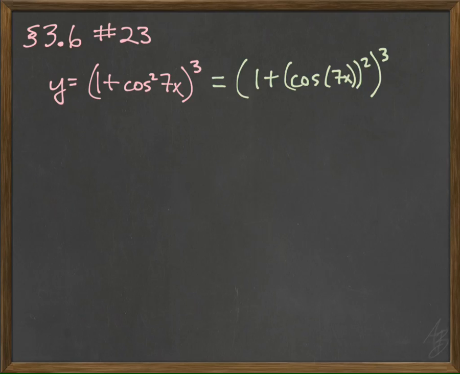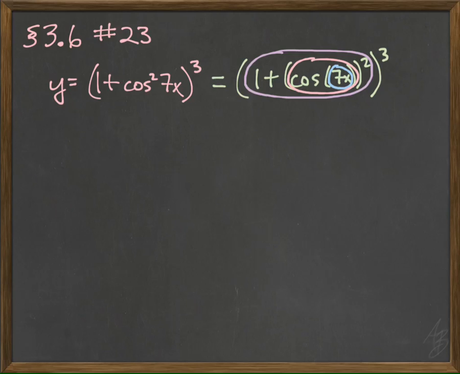I also added in parentheses. I like the parentheses because it kind of shows me where the baby functions are. So inside of each parentheses, we have a 7x, and then inside of the next parentheses, we have the cosine of 7x, and then in the next one, we have 1 plus the squared function, and then finally we have the cube function. So we actually have 3 babies. I know, that's sad, isn't it?